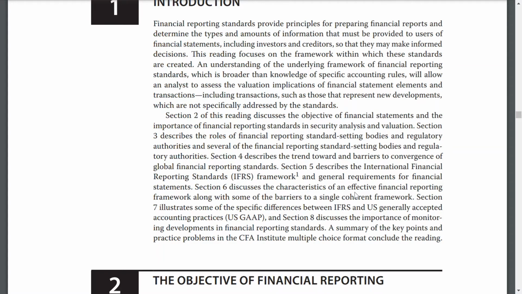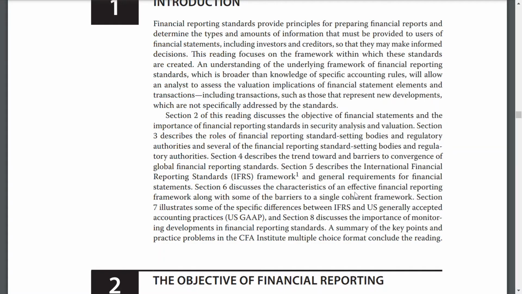Section 6 discusses the characteristics of an effective financial reporting framework, along with some of the barriers to a single coherent framework. Section 7 illustrates some of the specific differences between the IFRS and U.S. generally accepted accounting principles, or U.S. GAAP. And Section 8 discusses the importance of monitoring developments in financial reporting standards. A summary of the key points and practice problems in the CFA Institute's multiple choice format concludes this reading.